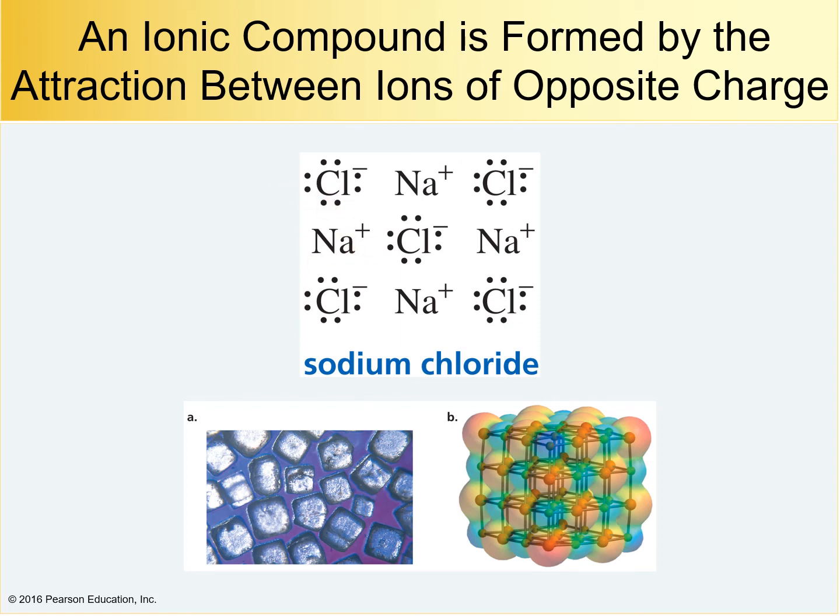And it's fairly easy to break up these interactions with very polar solvents like water. So sodium chloride is table salt, right? You can put it in water and it will dissolve because the water is very polar and it can break up those interactions between the positive and the negative ions.